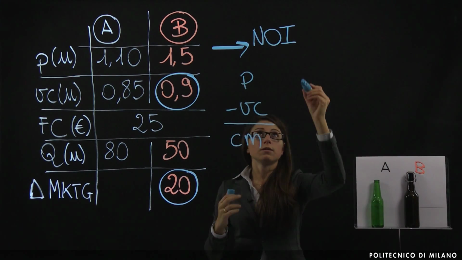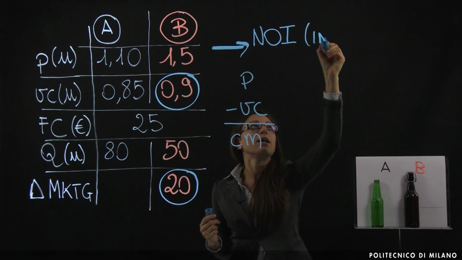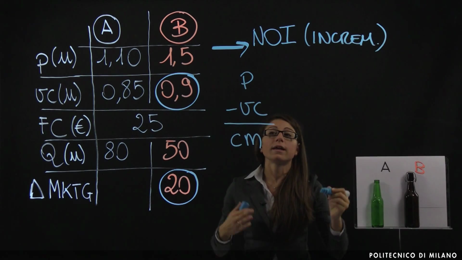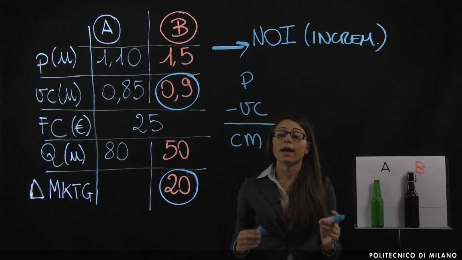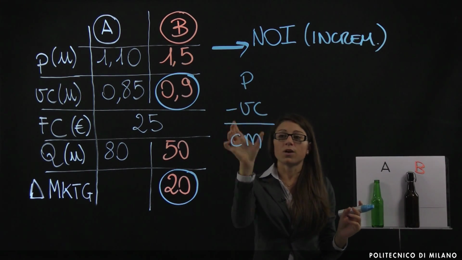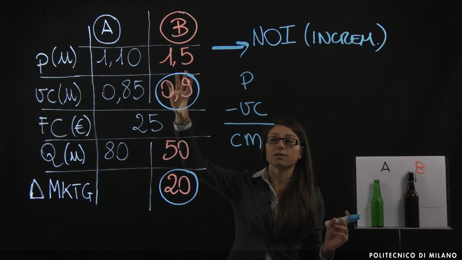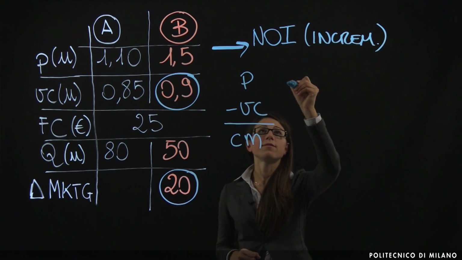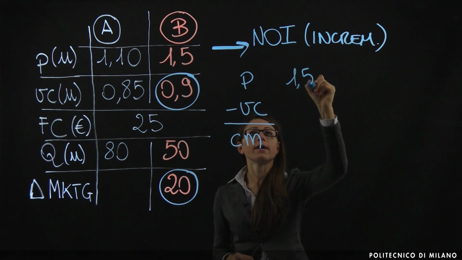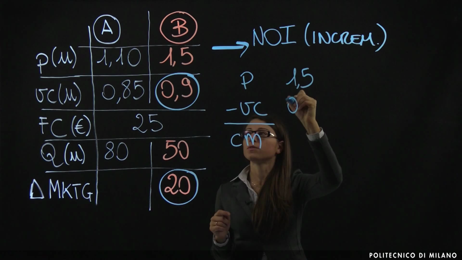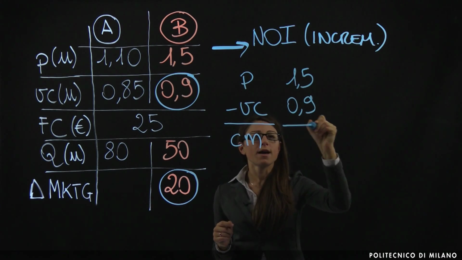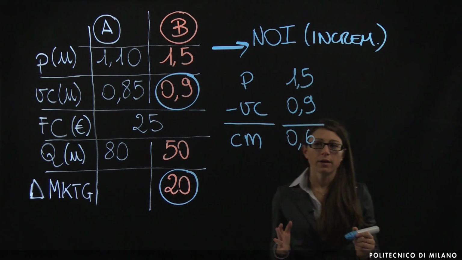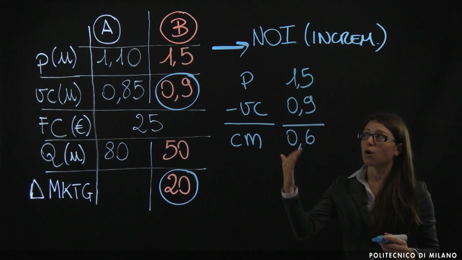We are reasoning in terms of incremental costs and incremental revenue. So we are not looking at the overall selling price and the overall contribution margin, but just the additional contribution margin related to the production of product B. So we have the price of 1.5 minus the variable cost of 0.9, so that we have a contribution margin of 0.6 euros per unit. This represents the profitability of our beer type B.